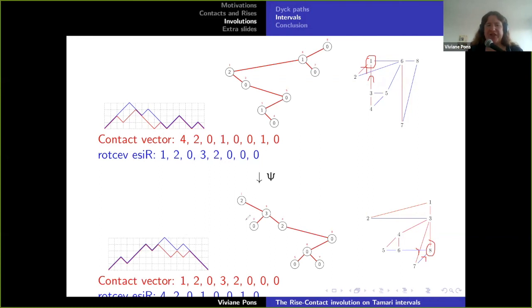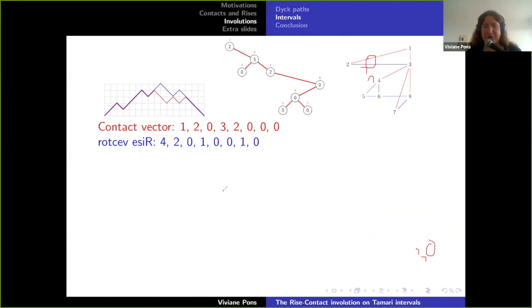And on the grafting tree, it's not easy to see what's happening, but on the dig pass, I've just applied the Tamari up-down involution to the blue and the reds, and I've somehow switched the blue and the red pass. And I've actually switched the contact vector and rise vector. I'm sorry, there is a little problem with, I don't know if you see the down of this vector, but I've just switched the contact vector and the rise vector.